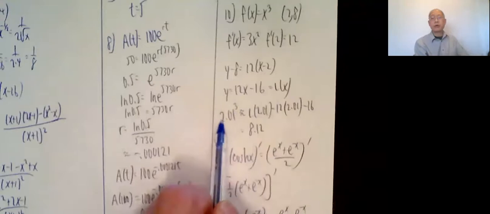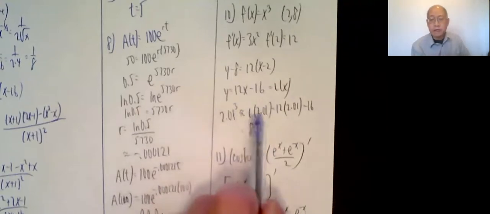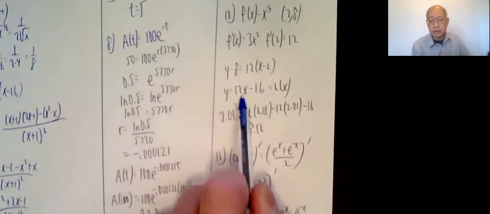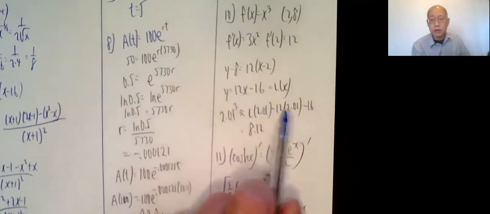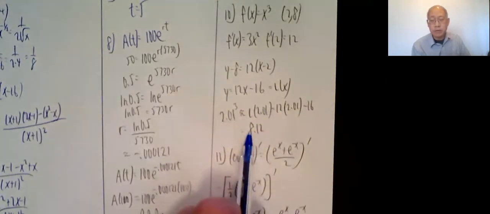So to approximate 2.01 cubed, I do L of 2.01. I basically plug in here. So 12 times 2.01 minus 16 comes out to be 8.12.